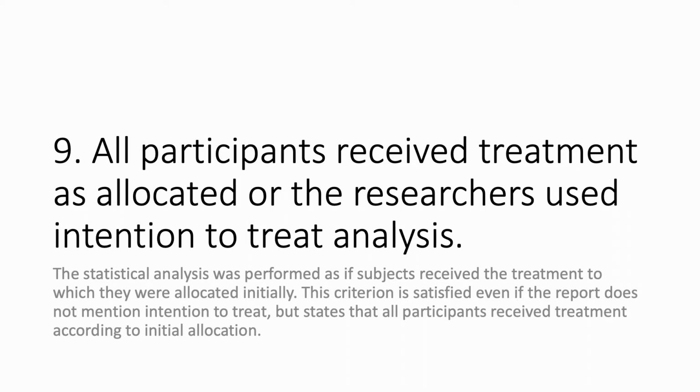This is a statistical analysis that's performed as if the participants received the treatment from the group to which they were initially allocated. This criterion is satisfied even if the report doesn't specifically mention intention-to-treat analysis, as long as it states that everyone received the treatment according to the group where they were initially allocated. Some people think intention-to-treat analysis has to do with the sham or control group getting the intervention at the conclusion of the study, essentially intending to treat the control group, and it's not. It's actually a type of statistical analysis we use to minimize the bias that comes with the analysis.